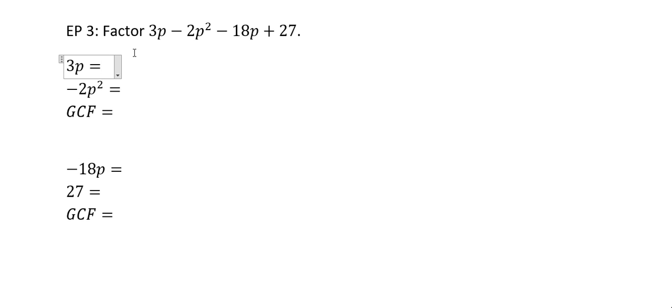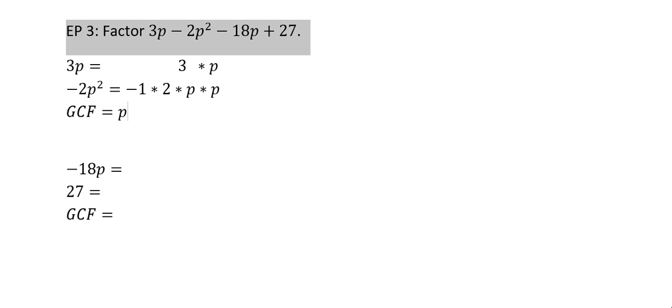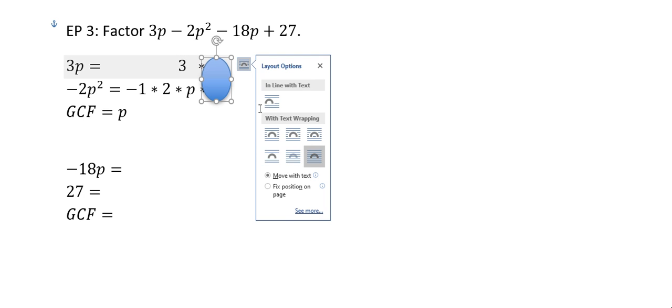Okay, so back up here. 3p is really simple. It's just 3 times p. Negative 2p squared. So don't forget you've got to pull out your negative 1 times 2, and there's 2 p's. So p times p. So what do these have in common? We can slide these over. They don't have any numbers in common. The only thing they have in common here is the p. So your GCF is just going to be p, and we will circle common terms, p. Alright.